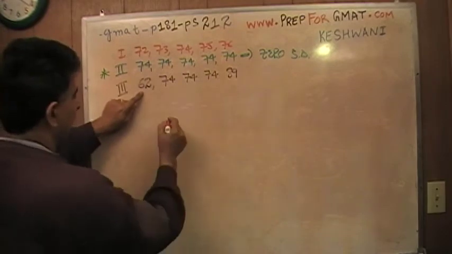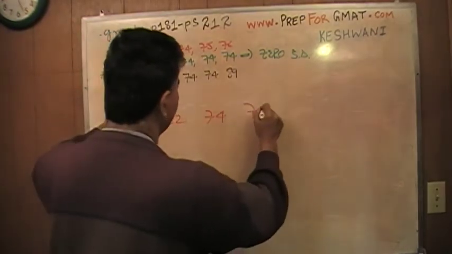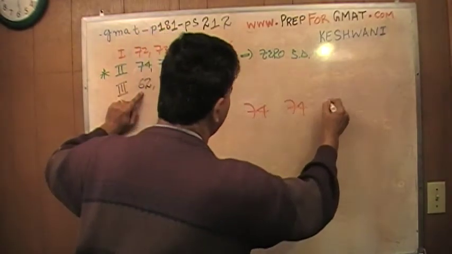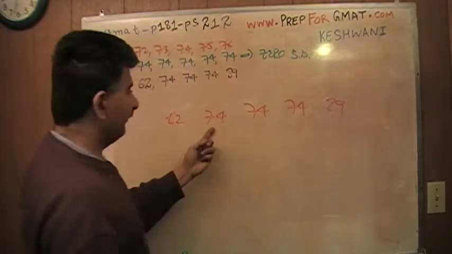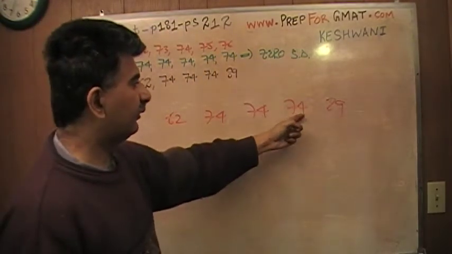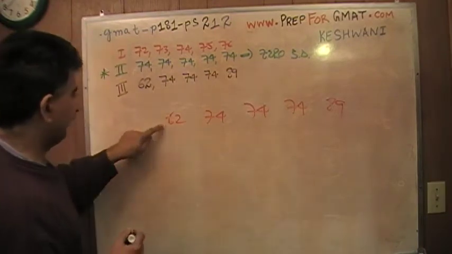I'm going to pick this guy here. 62, 74, 74, 74, and 89. Since this is 74, this is 74, this is 74, how do I make this 74? Well, how do I make this 74 and how do I make this 74?